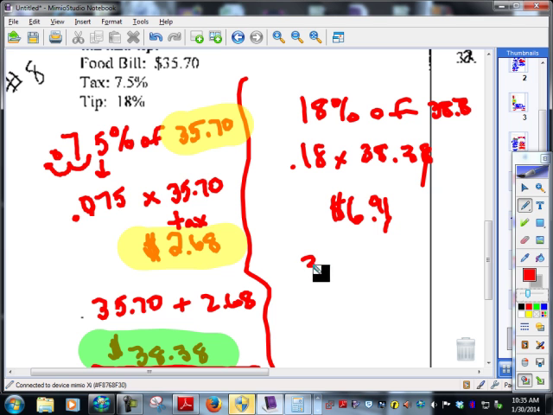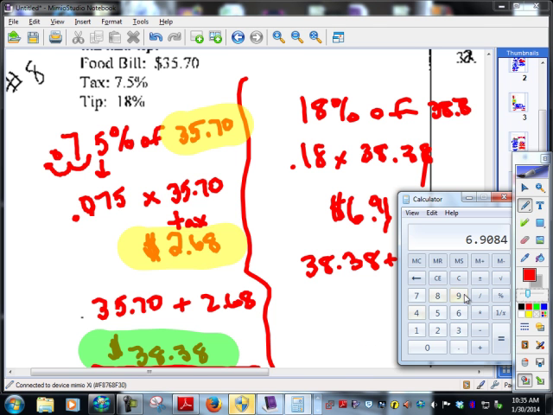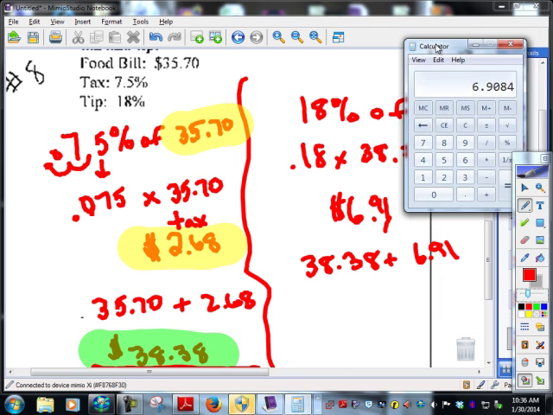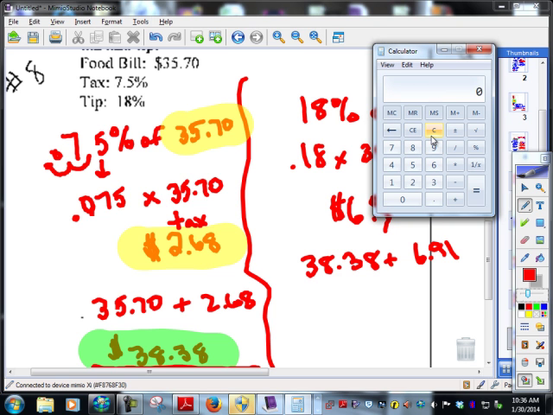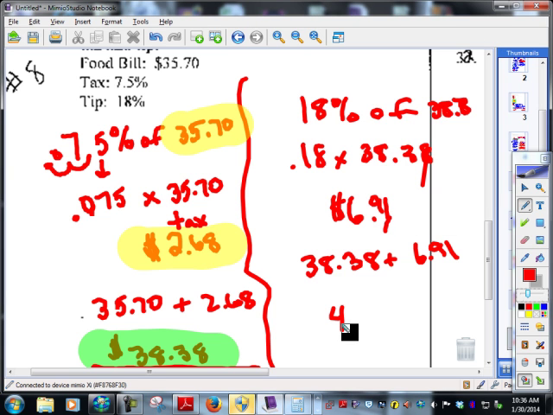So now I've got to add on that tip amount, $6.91, to the 38. Who's confused? You added 6 from the tax, and I know that. Okay, $45.29. Not really. In real life, I'm trying to teach you something real.